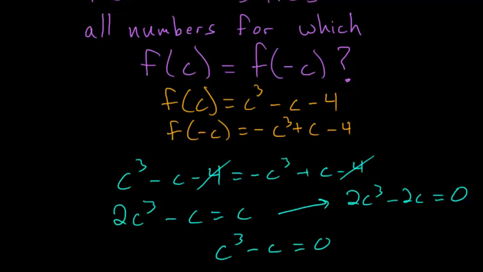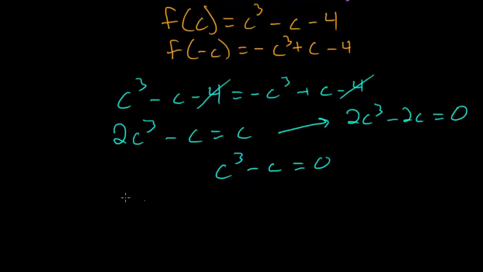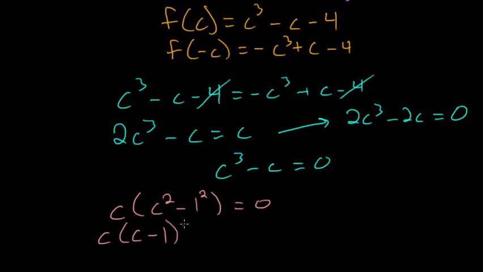And from here, we can try and factor this. Since both of these terms have a c in them, we can factor out a c so that we have c times c squared minus 1 is equal to 0. And inside this parentheses, we have a difference of two squares, since 1 is the same thing as 1 squared. And when you have a difference of two squares, you can rewrite it as the first square minus the second one, multiplied by the first one plus the second one. And this is equal to 0.